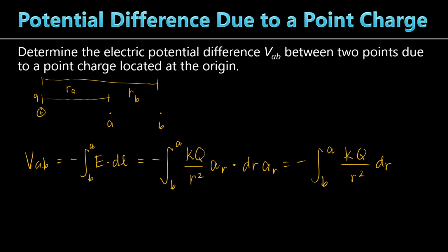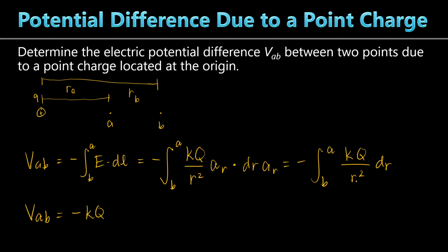Di ba? Itong K at saka itong Q, constant 'yan, no? Itong Q yung charge na 'to. So dito small letter q, dito capital letter Q yung inilagay ko. So sulat lang natin, VAB is equal to negative of KQ. Tapos ito i-integrate natin, dr over R squared.